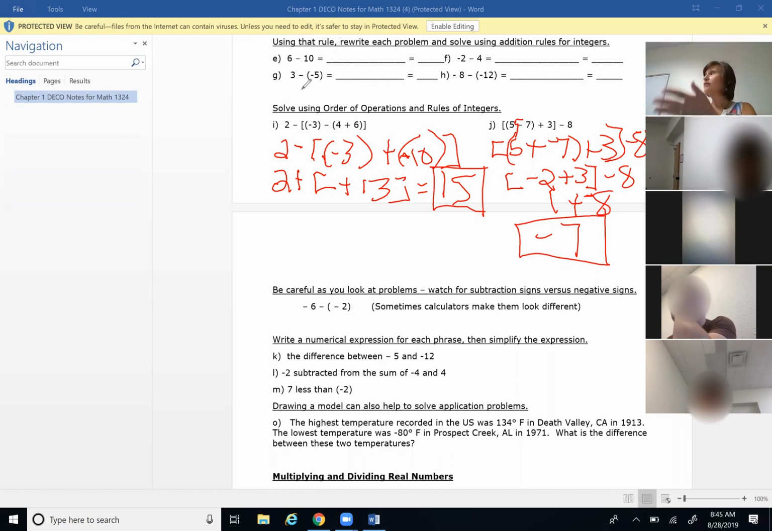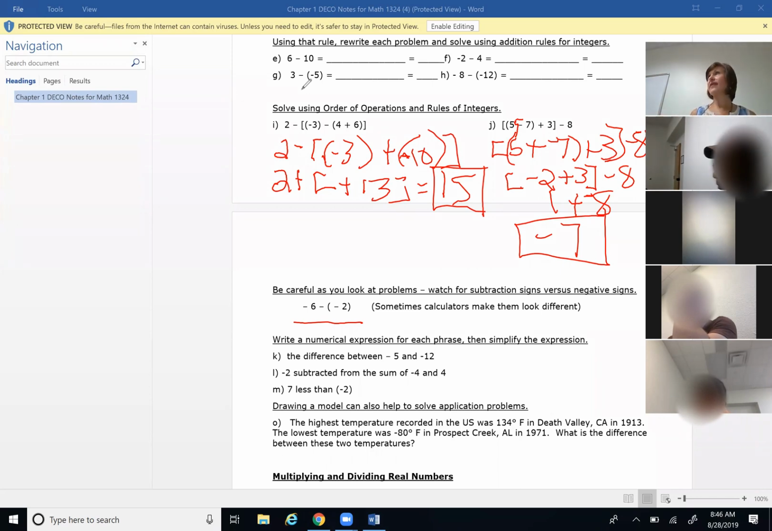All right, so here are a few reminders. Be careful as you look at problems. Watch for subtraction signs versus negative signs. For example, if you look at how this is typed here, typing it oftentimes does look the same. Sometimes the negative sign will be a little smaller and raised up a little higher, but you've got to be careful. Some calculators will not let you type a subtraction sign to mean a negative, and it'll give you an error if you do that.